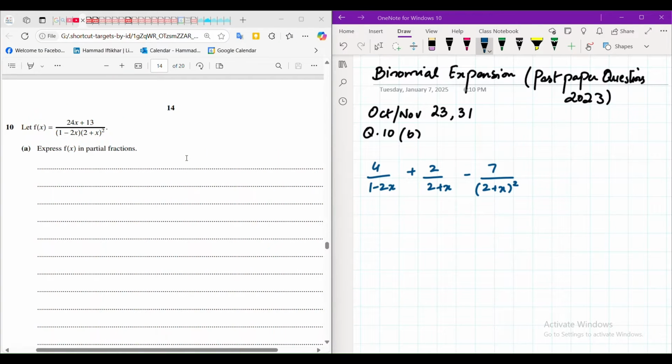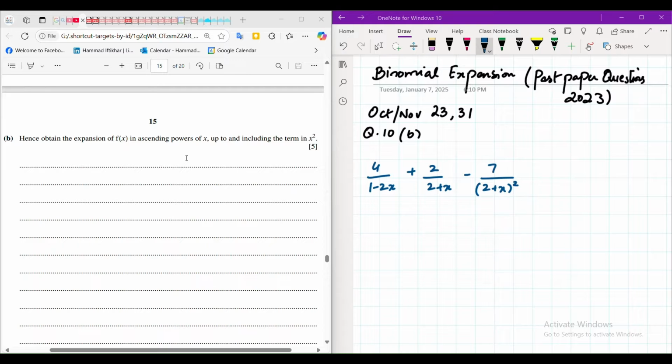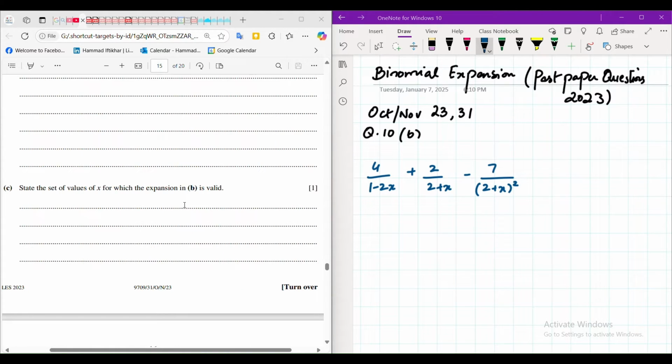So in the first part, a question will ask you to express a rational expression into partial fractions. And then in the B part, they would ask you to obtain the expansion of those partial fractions up till some power of x. It could be x squared, it could be x cubed. And in the C part, they would ask you to state the set of values for which this particular expansion that we have done, the binomial expansion, will be valid.